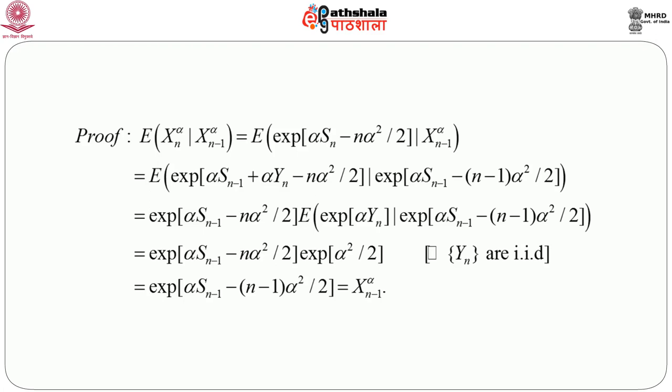So we can immediately write it as alpha S_{n-1} plus alpha Y_n, given, just for the sake of simplicity, that X_{n-1}^alpha is nothing but exp(alpha S_{n-1} minus (n-1) alpha squared by 2). And a little bit of manipulation will give us the expectation of exp(alpha S_{n-1}); conditioning on S_{n-1}, this is constant, so we can keep it outside the expectation, times the expectation of e to the power alpha Y_n given variables up to n minus 1. Now, since the Y_n are iid, naturally Y_n and Y_1, Y_2, up to Y_{n-1}, and hence Y_n and S_{n-1}, are independent.